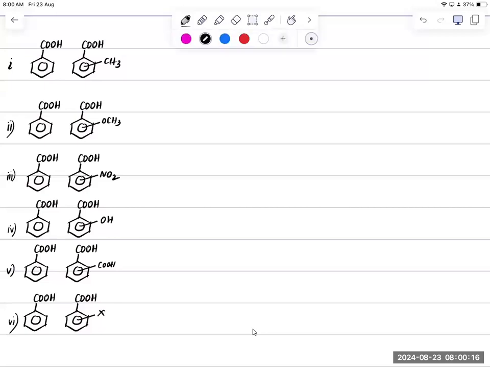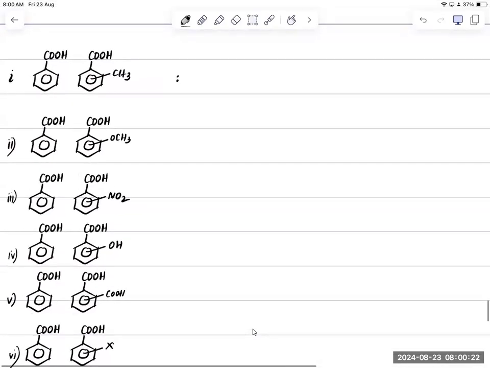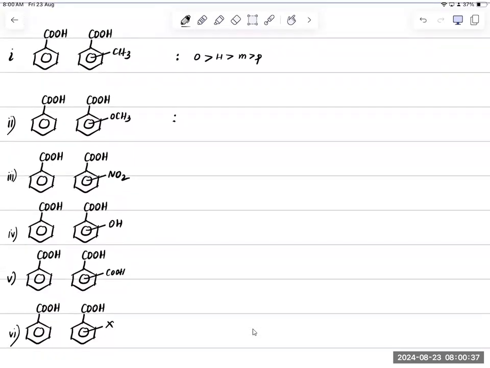There, check. First case, CH3. CH3 is donating, so it will decrease the acidic character. So most acidic will be ortho because of ortho effect, and then H, then M, then P. Second case. Again, ortho will be most acidic. Then you need to check which is more withdrawing. So meta is more withdrawing, correct? Then hydrogen, then para.